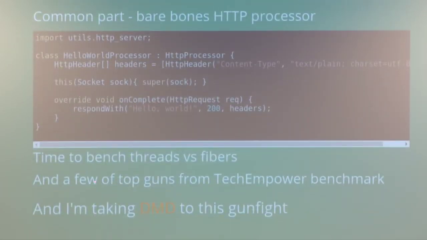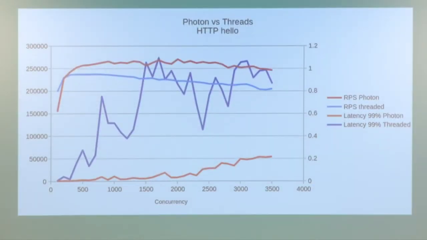And then the HTTP server itself is this funny thing. It's just a wrapper on top of an ungodly C library that does it with callbacks. And I'm taking DMD to the gunfight. So it's all compiled on DMD, the proper compiler for benchmarks and shaming people. And I picked some top guns from the TechEmpower benchmark, just for fun. And I'm trying to benchmark threads versus fibers.